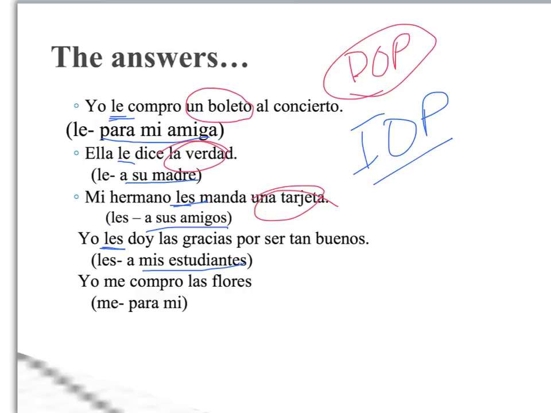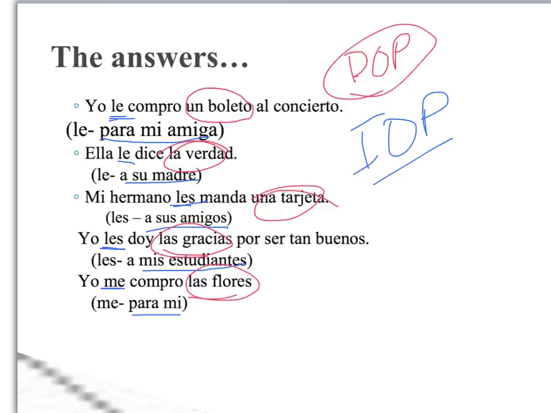The next one says, yo les doy gracias. We're replacing the a mis estudiantes. And then I said, I give what? Thanks, las gracias, for my great students, essentially. In the next sentence, we have yo me compro las flores. If I'm buying them for me, that's the part that the IOP is replacing. And I say buying what? Las flores.